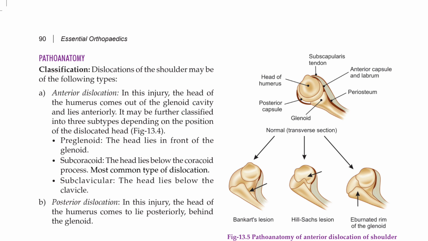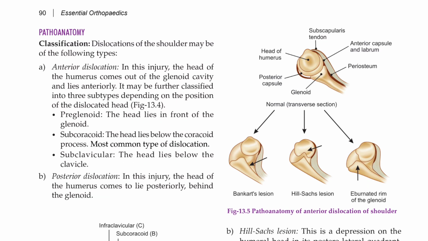Preglenoid, the head lies in front of the glenoid. Subcoracoid, the head lies below the coracoid process. The most common type of dislocation is subcoracoid. Next is subclavicular, the head lies below the clavicle.